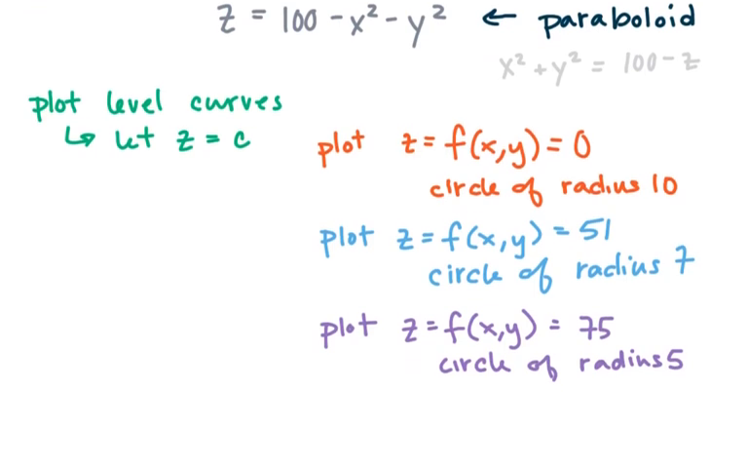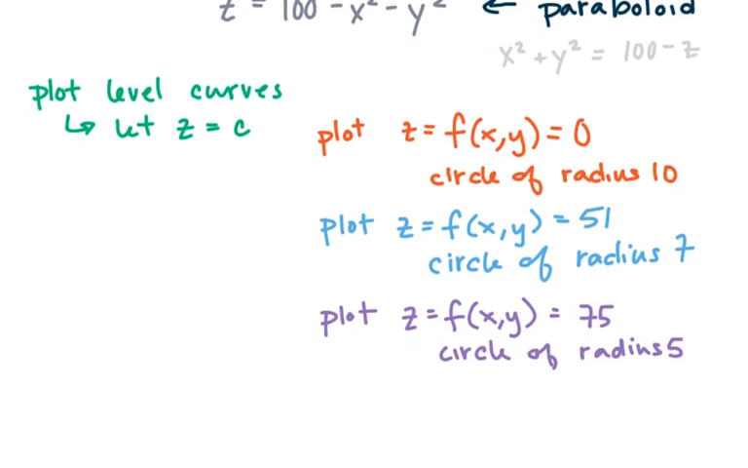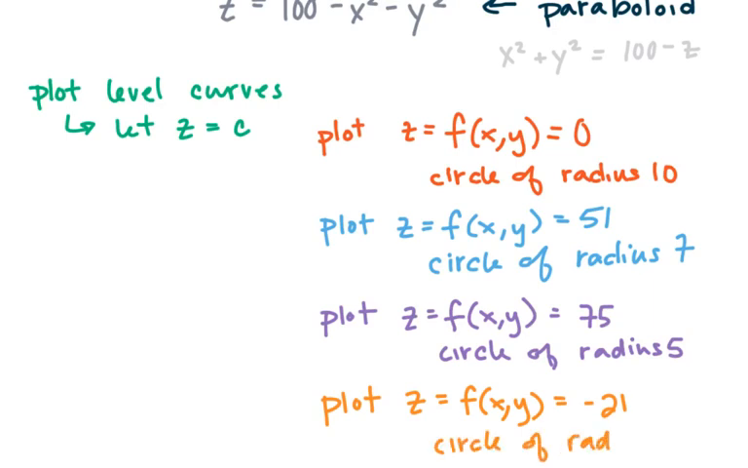I could even go so far as to say, well, let's let z equal negative 21. So I'm letting it be a negative number. And if I take negative 21 and I plug this in here, 100 minus negative 21 is positive 121. The square root of that's 11. So this is a circle of radius 11. So let's think about what all of these level curves look like in 3 space.